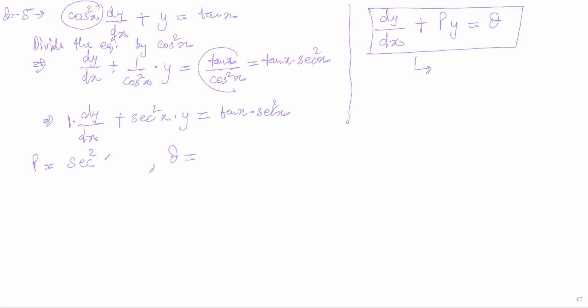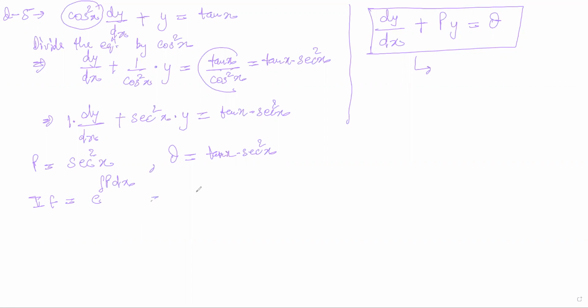And Sakina, what is the value of Q? Tan x sec square x. Now we have to find out the integrating factor. Now the procedure is simple. We just have to remember these two steps. So the integrating factor will be e to the power integral of p into dx.